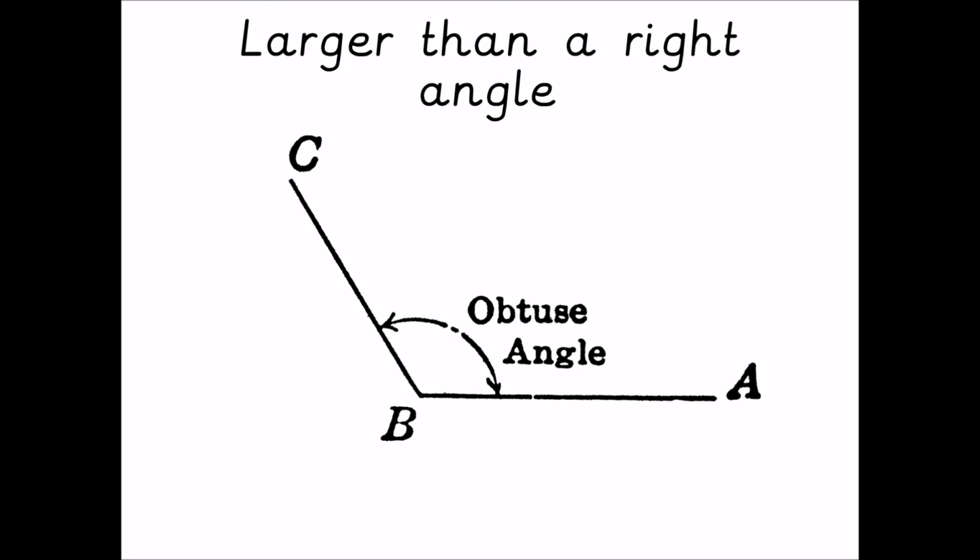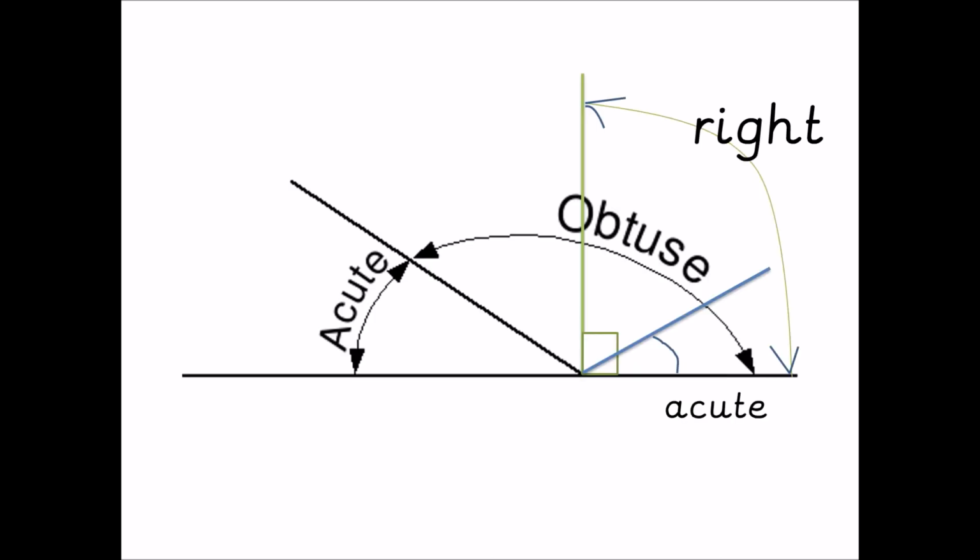Now this one is larger than a right angle. If this were a right angle, this edge here, BC edge, would go up. So my angle would only be this big, and instead it's much larger. This is called an obtuse angle, but again for year 3 you do not need to know that. You can simply tell me that it is larger or bigger than a right angle.